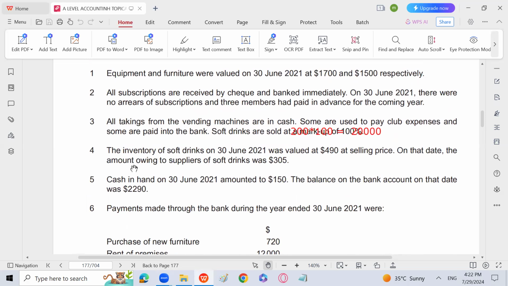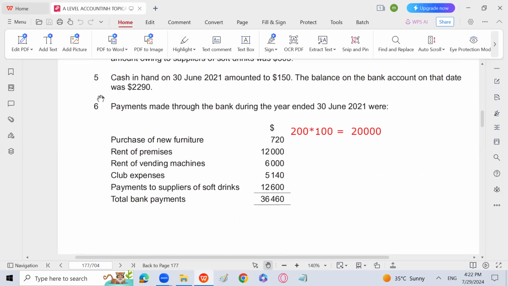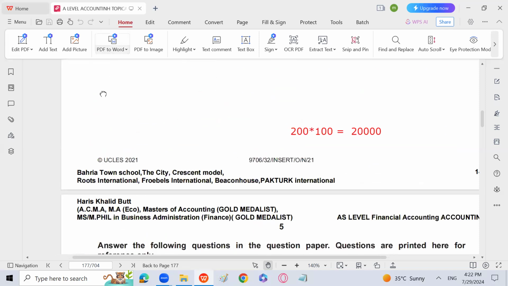On that date, the amount owing to supplier of soft drinks was 305. Cash in hand on 30th June 2021 amounted to 150. The balance on the bank account on that date was 2290. So balance at bank is given, that is 2290 on 30th June 2021. Cash in hand is also given, that is 150. Then payments made through the bank during the year: purchase of new furniture, rent of premises, rent of vending machines, club expense, payment to supplier, total bank payments are given.